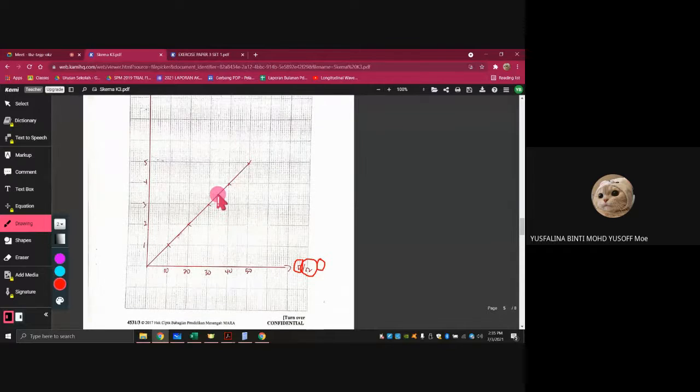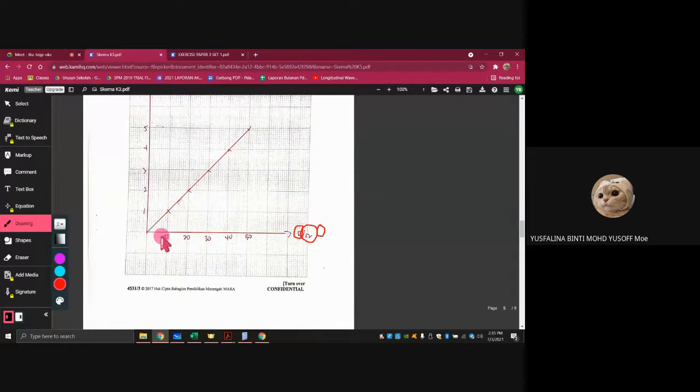Don't forget. And then the axis here, the scale you use. Some of you use 1, 2, 3, 4, 5. Some of you use like 2 cm is 10. That's okay. You can use only 1, 2, 5, 10. Don't use other scales. Don't use 4, 8, 12, 16, cannot. Or using 3, 6, 9, 12, 15, cannot. Only 1, 2, 5 or 10.